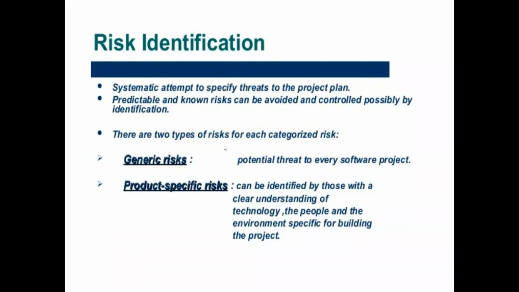So how can we do that particular risk identification? That means how can we understand that this is the risk, this is the risk? For that, there are two ways to find out. One is the generic view, the generic way. The second one is product specific risk, the product specific way you have to find out.